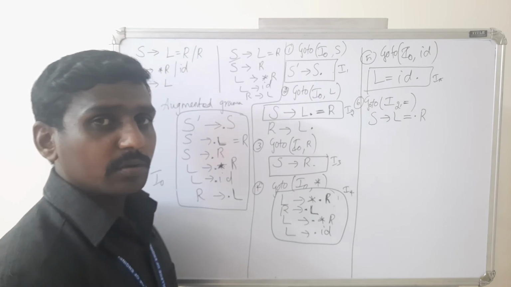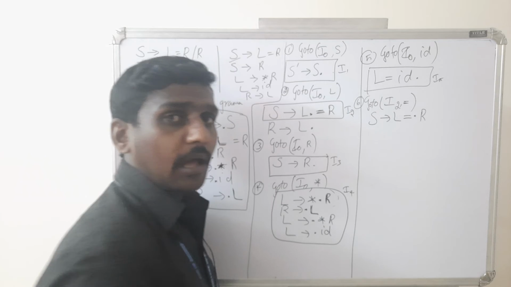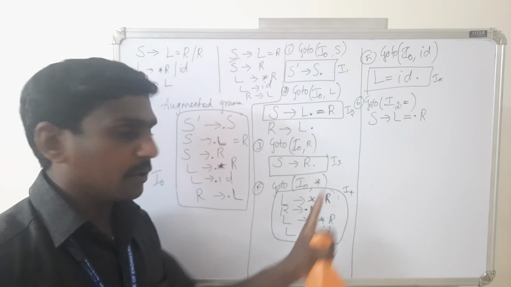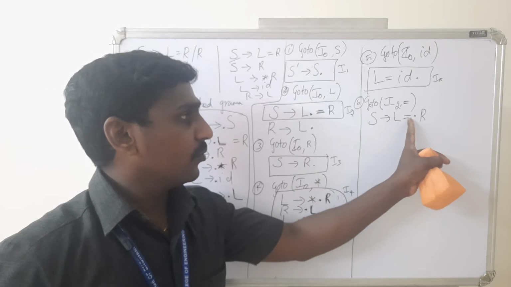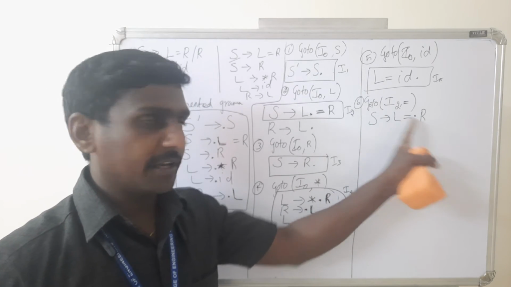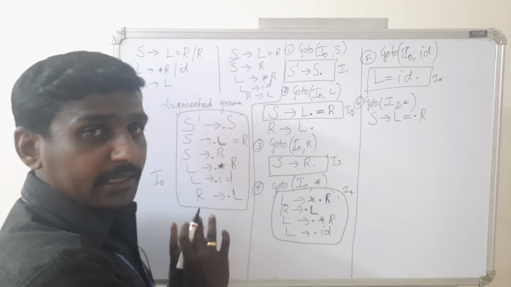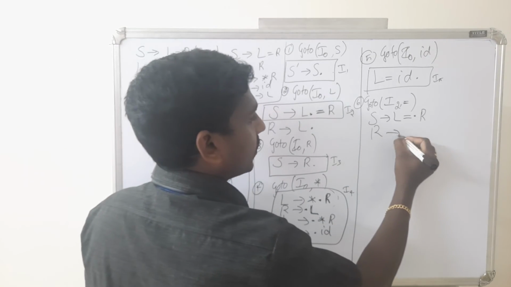So what we want to do, listen very carefully. We have to write R productions from where? From I0, not from I1, I2, I3. I0. You should be very careful. If I move the dot and it comes near a variable, we have to write that variable's productions from I0. So from I0, R tends to dot L.